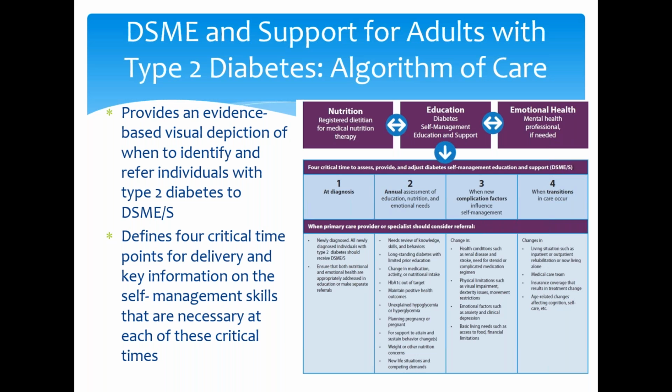But the critical times that you would want to really consider when you're referring to DSME would be: 1, with a new diagnosis of type 2 diabetes; 2, annually for health maintenance and prevention of complications; 3, when new complicating factors influence self-management; and 4, when transitions in care occur. Included below are the DSME's algorithm of care and action steps. So that's on the next slide, please.